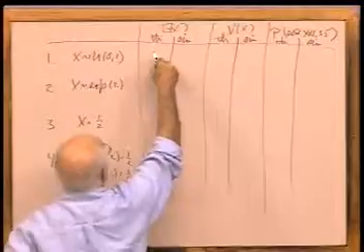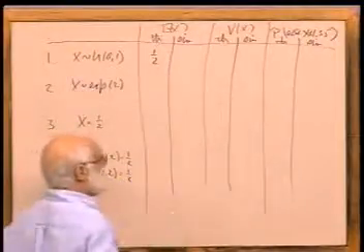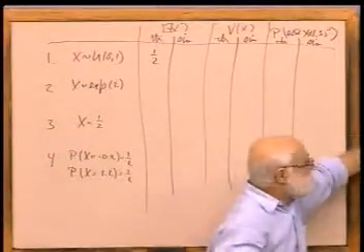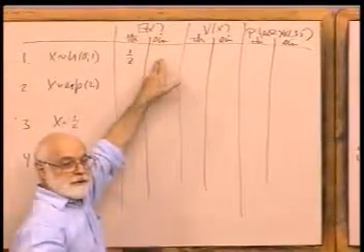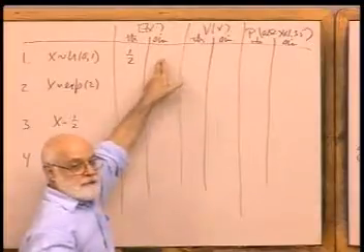We've already done that. So that means that when I run the simulation with the instruction x equals rand, this value should turn out to be very close to 1/2. If it doesn't, then something is wrong.